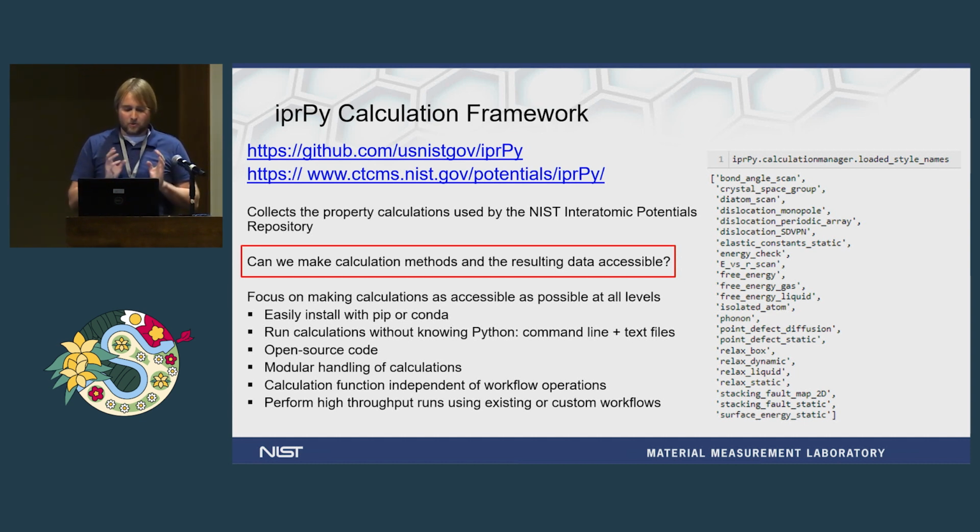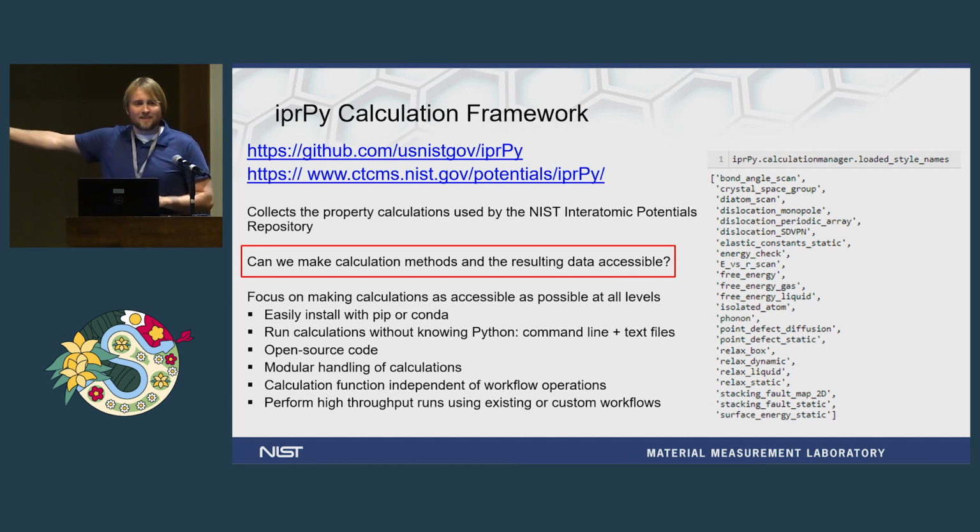It's easily installable with pip or conda. You can run it in the Python command line. It's all open source code. There's a modular handling of the calculations, and there's a whole bunch of extra stuff for doing workflow operations and designing high throughput workflow processes, which if you want to know more about how AtomMan or IPRPy does that, talk to me afterwards because I didn't have too much time here.